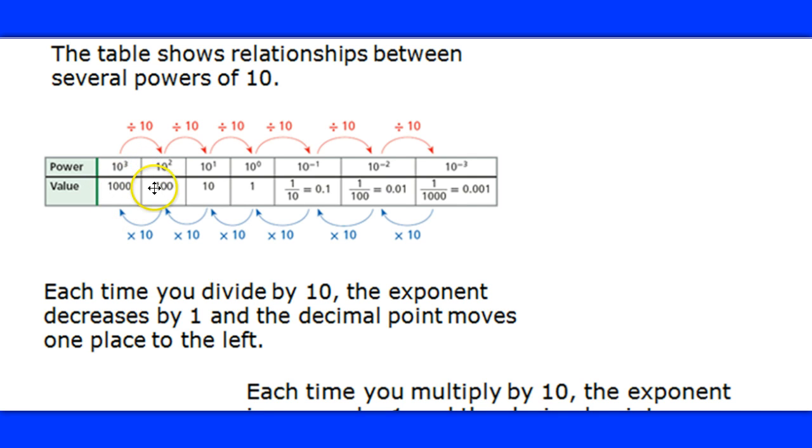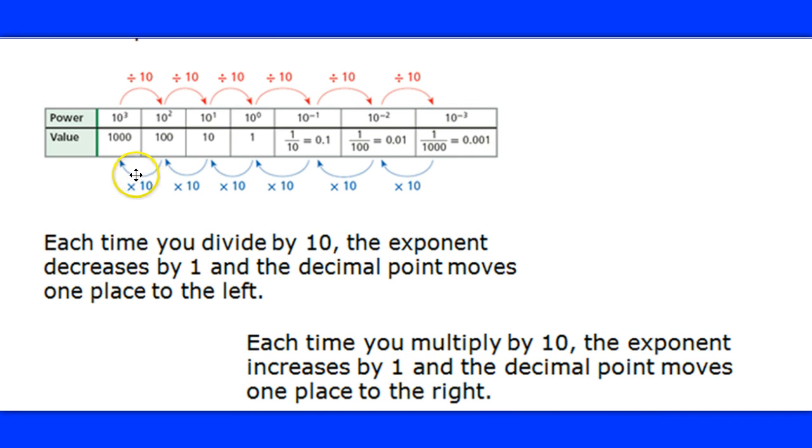So it went from 1,000 to 100 to 10 to 1 to 0.1 to 0.01, 0.001. If you see the reverse of that down on the bottom, if I start down here at 10 to the negative third and multiply by 10, I get to 10 to the negative second, then 10 to the negative first. So each time I'm multiplying by 10, I'm adding 1 to the exponent and adding a 0. So the decimal point is moving to the right.